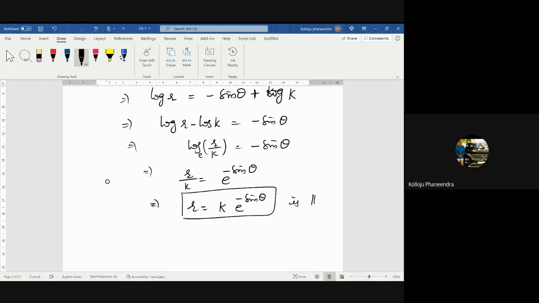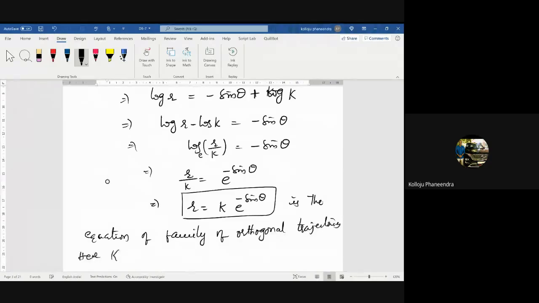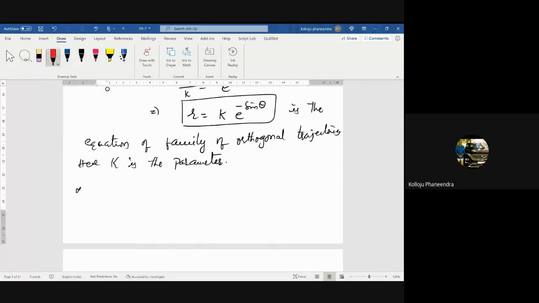This is the equation of the family of orthogonal trajectories. Here k is the parameter. This is one simple problem. Okay, next one, another one.